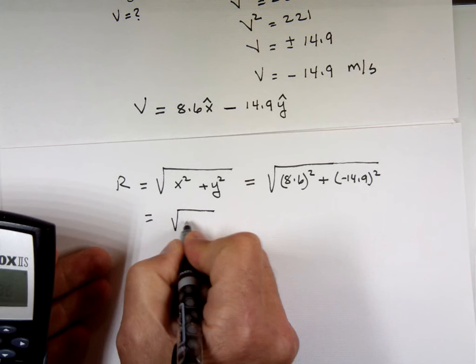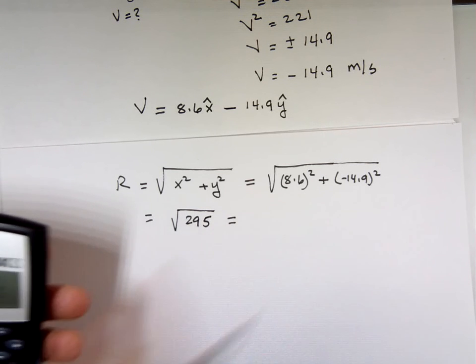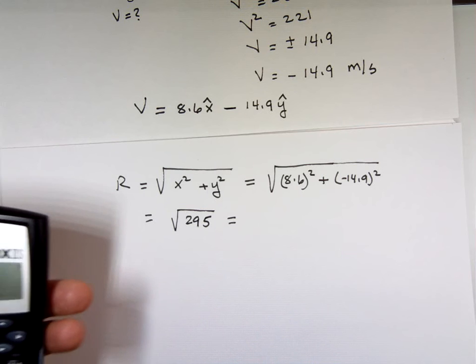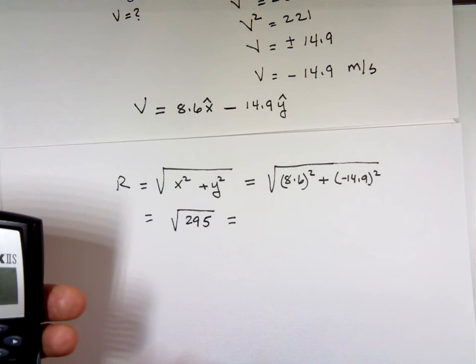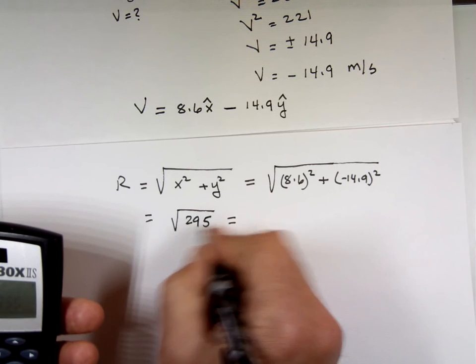Square root of 295. When I write these numbers, I round them up, but on my calculator I usually carry all the digits, so sometimes my answers don't exactly match yours because I'm carrying all the digits.